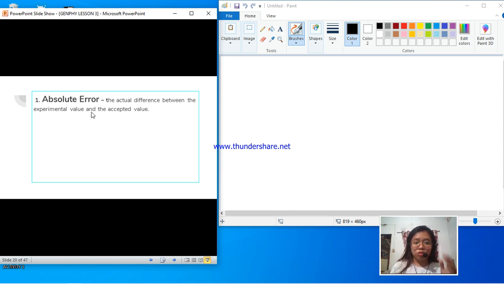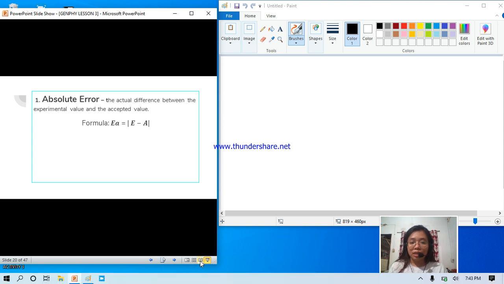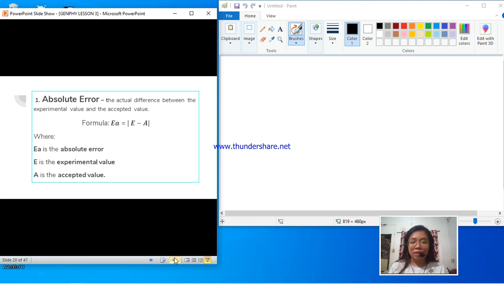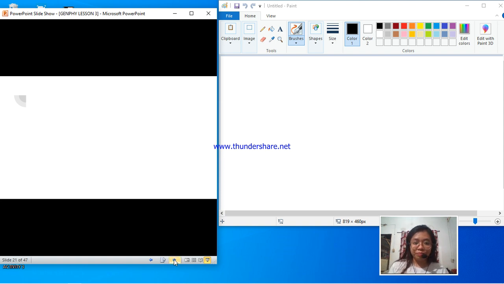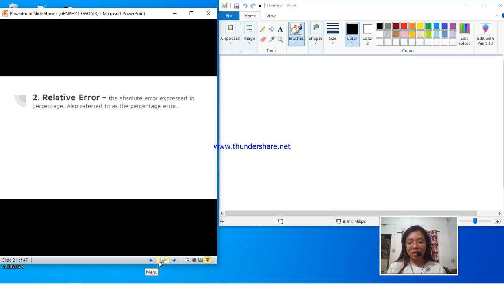Malalaman natin, absolute error. The formula will be EA is equivalent to E minus A. Ano po yung ini-stand ng mayan? Wherein the EA is the absolute error, E is for the experimental value, and A is the accepted value. Again, pag absolute error, kinukuha siya by the difference or subtraction of experimental value and accepted value. Example later na pala.